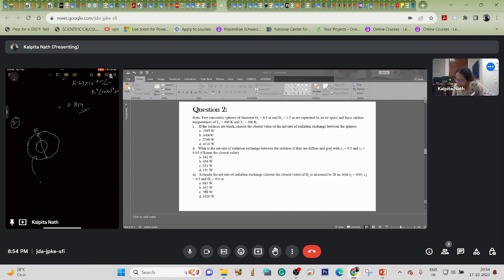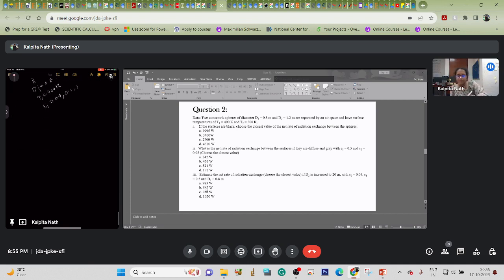So this is D2. D2 is equal to 1.2 meter, T2 is equal to 300 Kelvin, and emissivity epsilon 2 is 0.05. F12 is given as 1. And for the inner surface, this is D1 equal to 0.8, T1 equal to 400 Kelvin, and epsilon 1 is equal to 0.5.